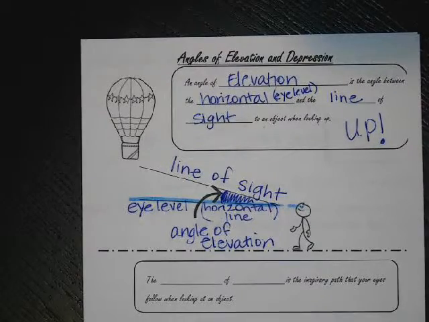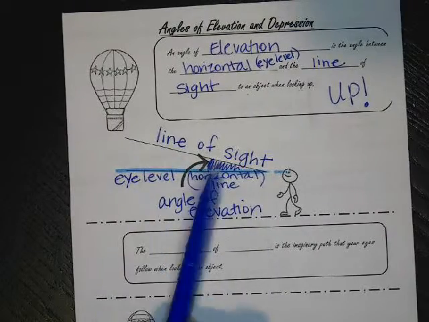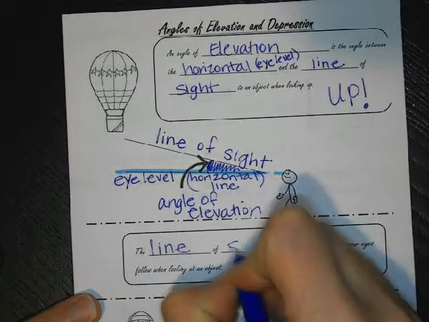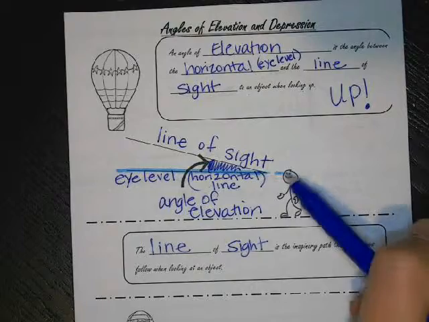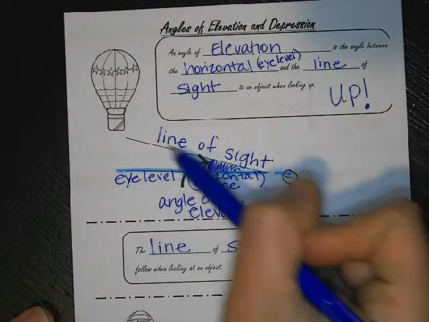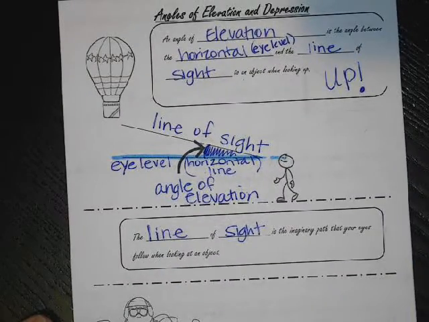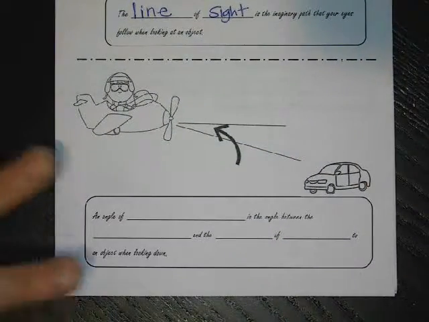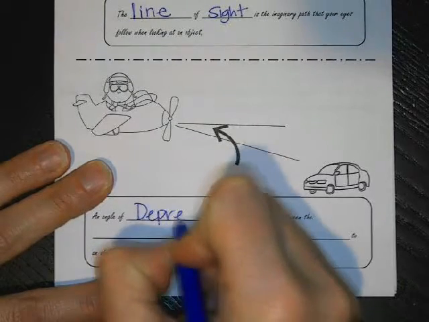Okay. So this box right here is just going to talk about that new phrase that we just learned about, which is line of sight. So the line of sight is just an imaginary line from your eye level that your eyes follow to the object. Sometimes you're looking up, and sometimes your line of sight is going to be when you're looking downward. Alright, so now let's look at this bottom one. This is going to be an angle of, we're looking downward, so it's depression.